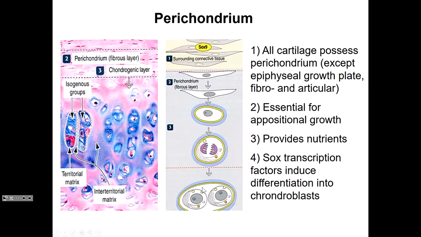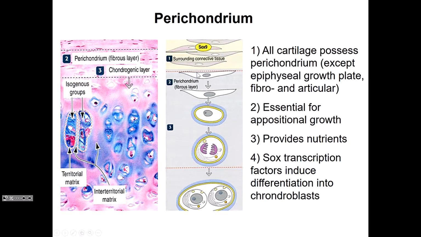Okay, so now let's go back and talk about the perichondrium, which is the fibroblast-like layer at the periphery of the true cartilage. So all cartilage possesses a perichondrium, except for three examples which you need to memorize. The epiphyseal growth plate of elongating bones, fibrocartilage, such as in the intervertebral discs of the spinal column, and articular cartilage in articulating joints, elbows, knees, and so on. That's three locations where you do not have a perichondrium. Everywhere else where you have cartilage, you do have a perichondrium.